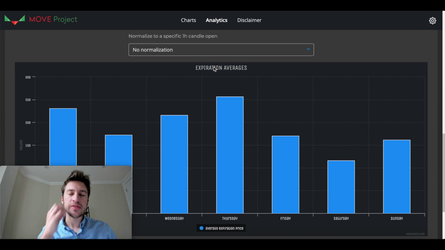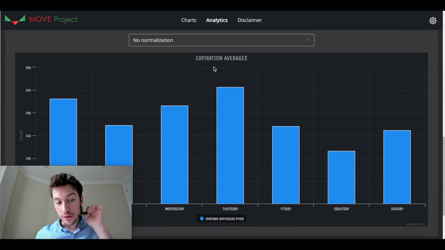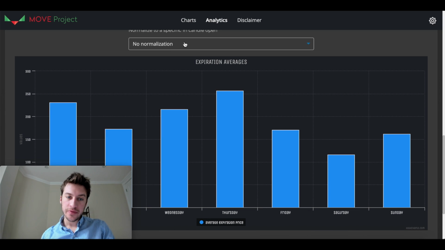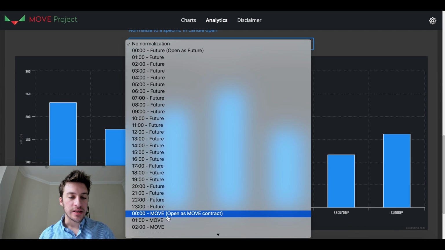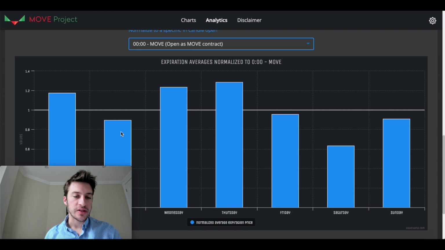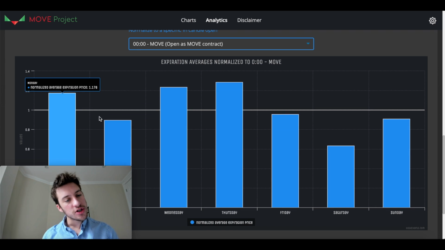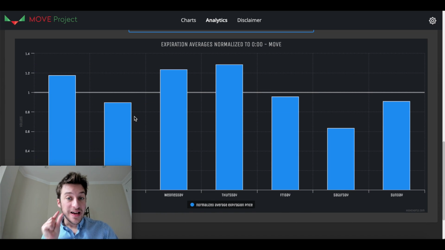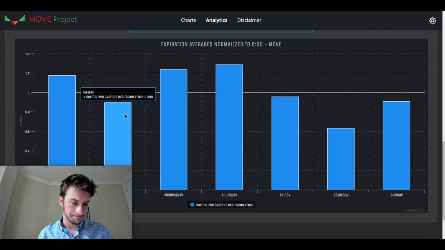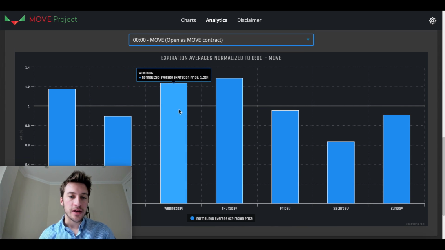Now what I do with this is, let's say our goal is to find the absolute best time on a Tuesday to buy a MOVE contract historically. Right? So what we would want is a normalization that is as high as possible. A normalization below one means that if we were to buy this MOVE contract on every Tuesday when the contract got its strike price, we would lose money, right? Because it's 0.896 of that original price. But if we had done that on Wednesday, we'd be making a fair amount of money.